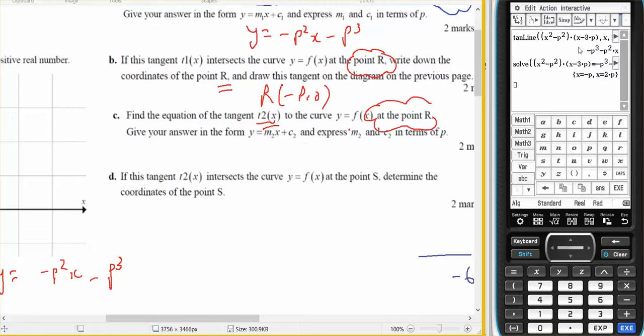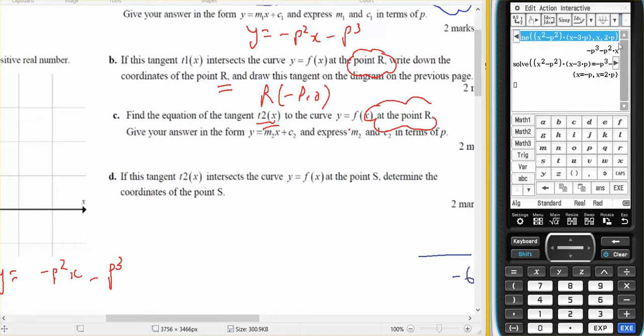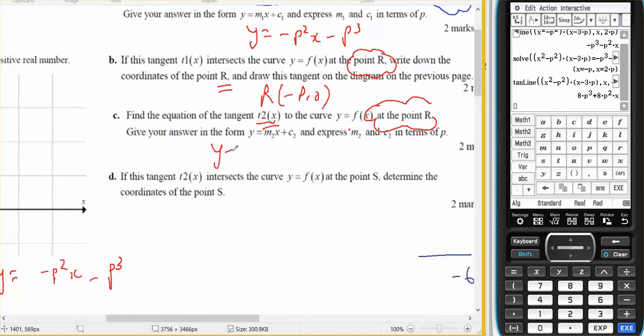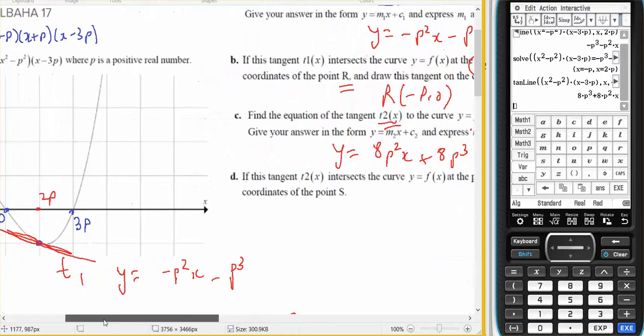Give your answer. So what I want to do is I now need to find another tan line. So if I was to select all of this, and I'm finding it at minus p. That's my equation. My equation will be y equals 8p squared x plus 8p cubed. If this tangent intersects the other curve at point S, determine the coordinates of point S.